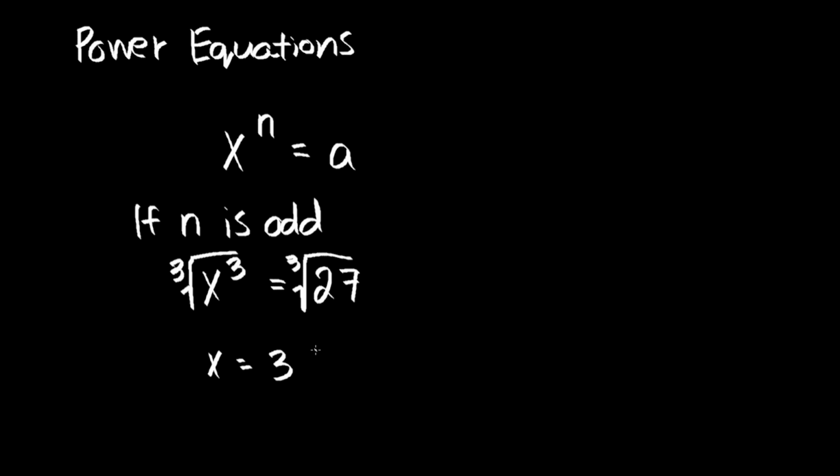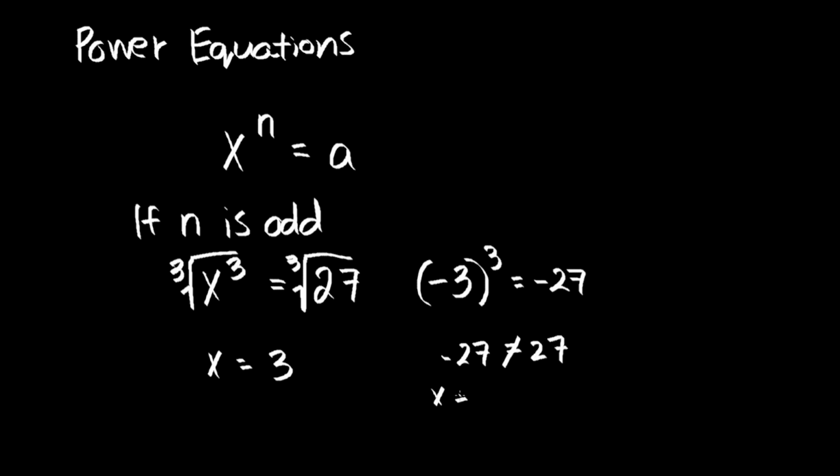But since n is odd, since we have an odd power, we know that if you multiply a negative number 3 times, like negative 3, you'd end up with a negative output, negative 27. And we know that negative 27 is not equal to 27. So x equals negative 3 is not a solution.